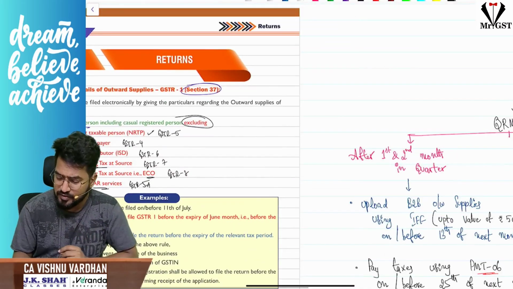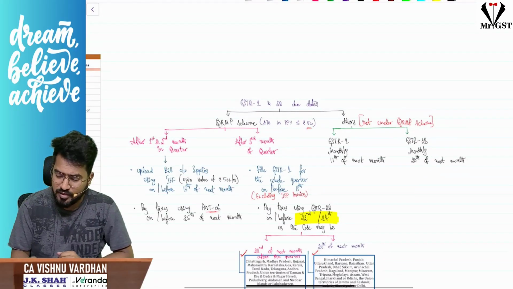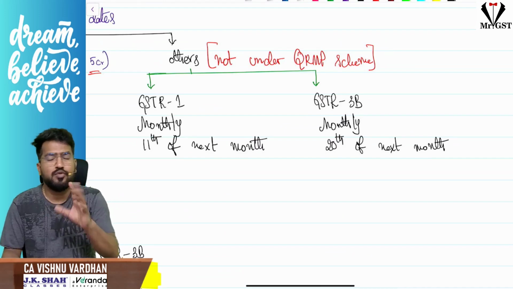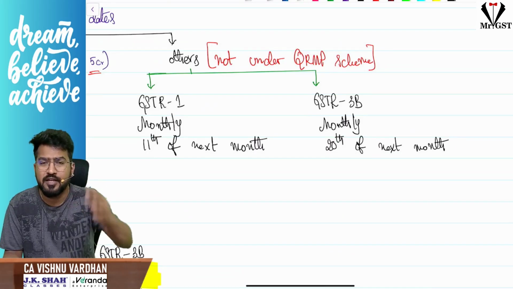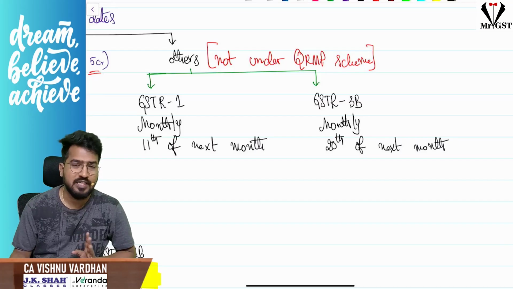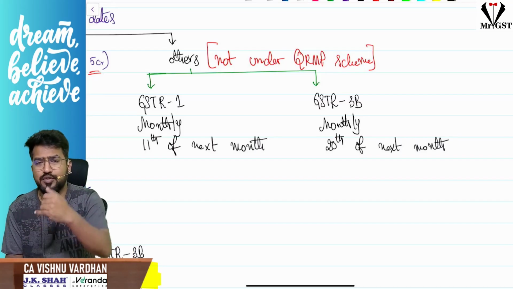First of all, GSTR 1 and 3B. Generally, for normal people who are not opting for the QRMP scheme, life is very easy. Every month, on the 11th of the next month, they should file GSTR 1. So the June month return they should file on 11th July, and the July month return on August 11th.